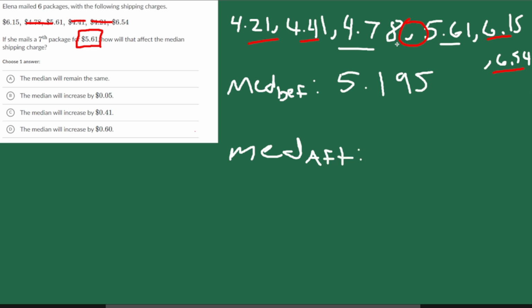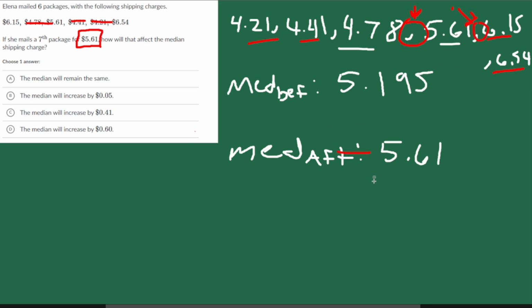Okay, so if I have 5.61, that's just going to go right here. The beautiful thing is, if I add it, it's going to end up going right here, which means that's going to become our new median. Our new median is just going to be 5.61 because it's basically going to be added in the middle. Or you can add it here too, but regardless, this number will shift over and become the median. So either way, you're getting 5.61.